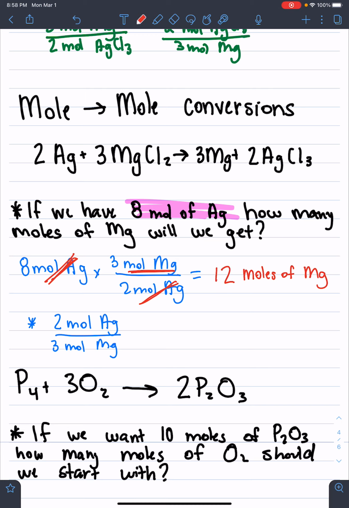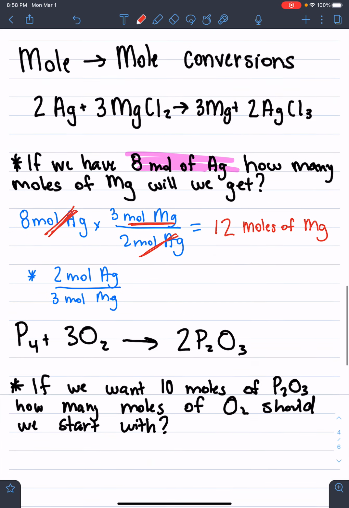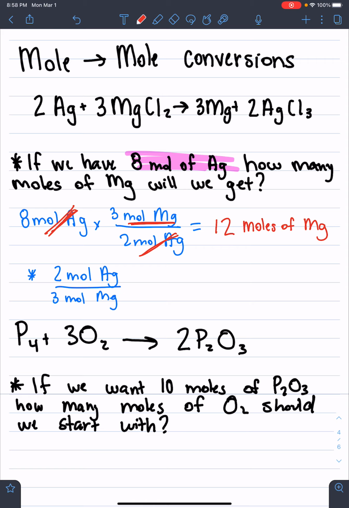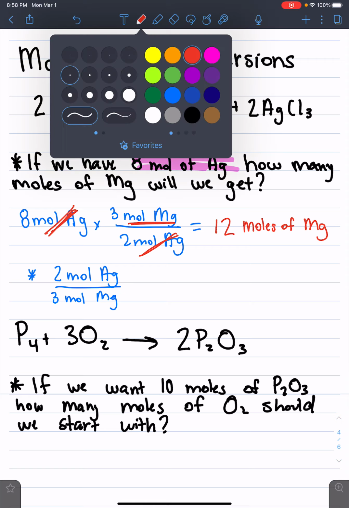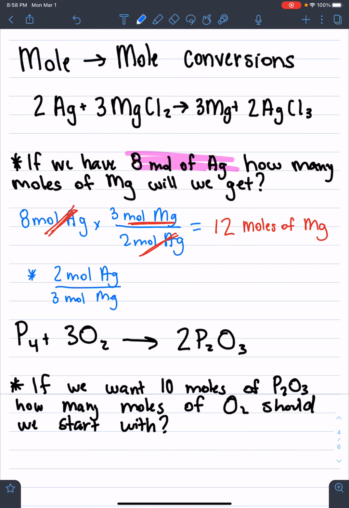12 moles of Mg. All right, you might want to go back and rewatch that explanation if you're still confused. We're going to do a different one. Hopefully that helps you feel less confused. And like I said, if after this you're still super confused, shoot me an email. I can do some more practice problems for you guys, okay?